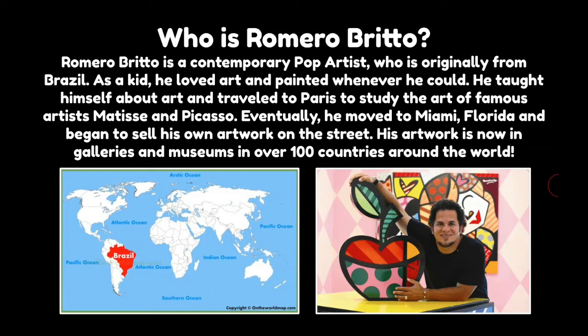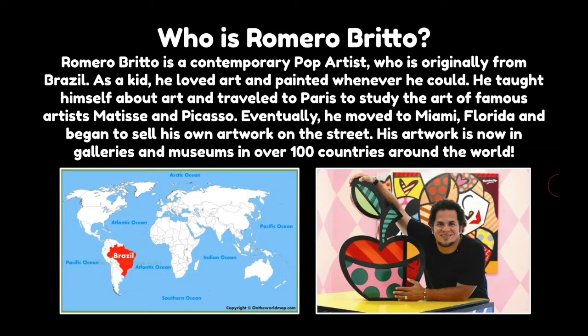Romero Britto is a contemporary pop artist. That means he's currently living and creating art today. And he is originally from the country of Brazil. If you look at the map below, the country in red is Brazil.